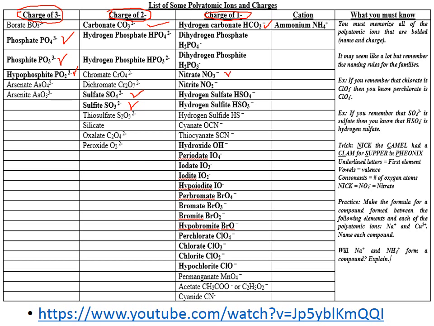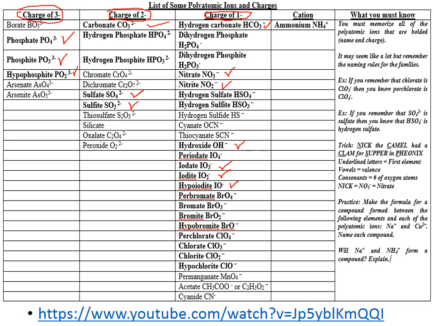Nitrate is good to know, NO3-. And nitrite, again, look at the trend here with the oxygen. The ite is always one lower than the ate in terms of the oxygen, but the charge stays the same between ate and ite. You might need to know hydroxide, OH-. Iodate is IO3-, and then one below is iodite, IO2-. And if you even go one below iodite, that would be hypoiodite, which is IO-. So you can remember little tricks like that to help you remember these compounds.